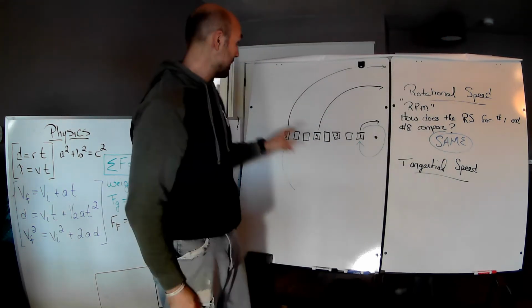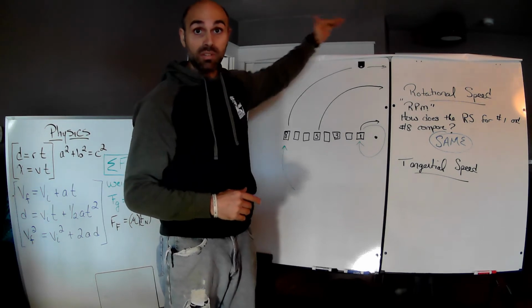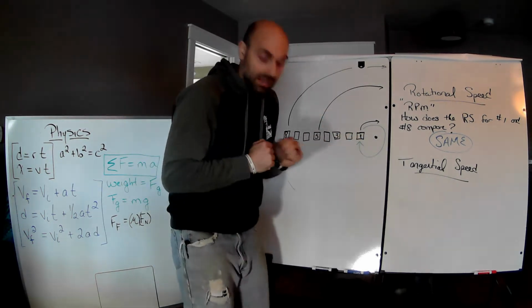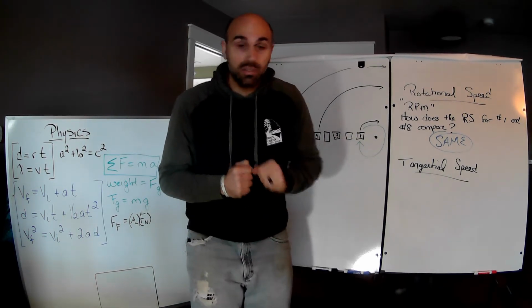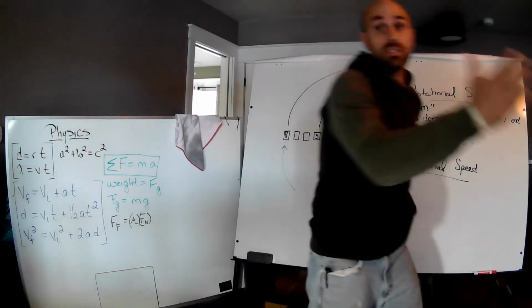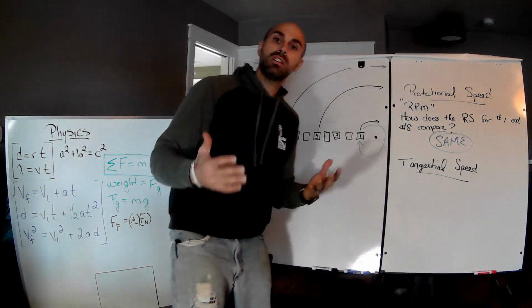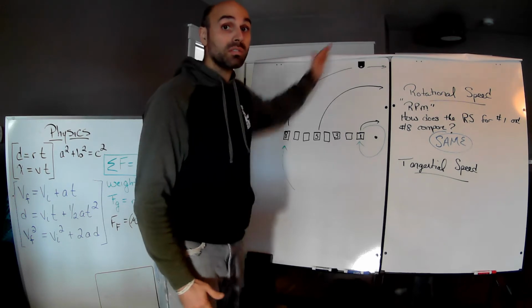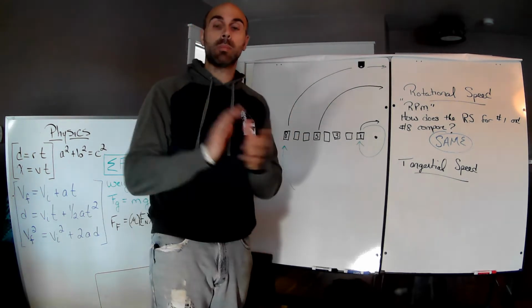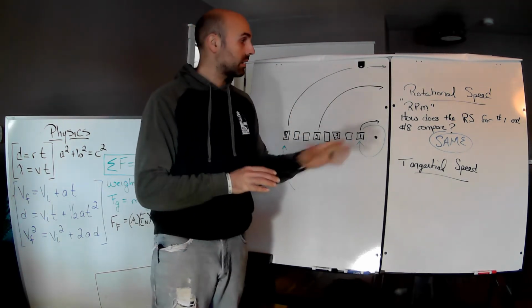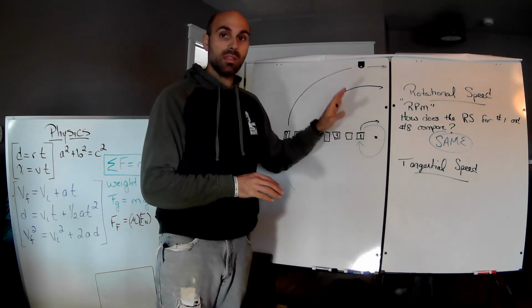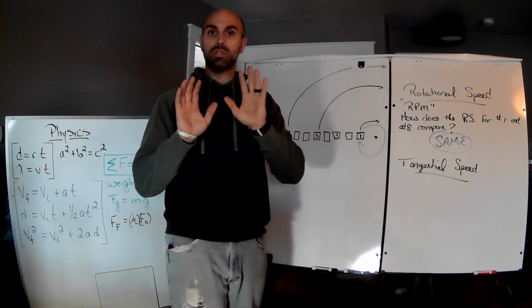Now granted, this guy is hauling butt. He is moving fast. This one is like taking those little itty bitty steps to go around a circle, while this guy's probably running around in that circle. But they're still going to cover one circle in the same amount of time. Okay? That is their rotational speed. Their rotational speed is the same.